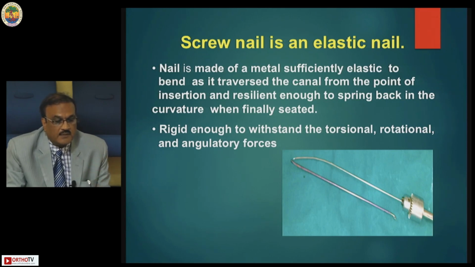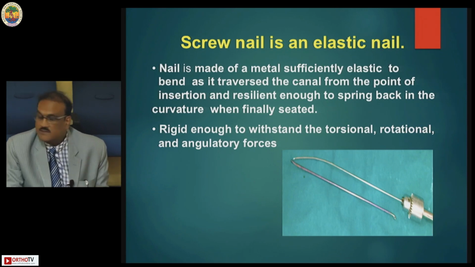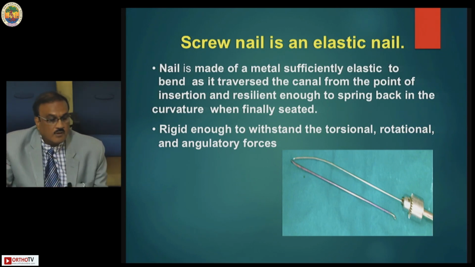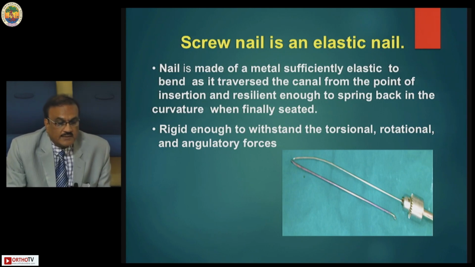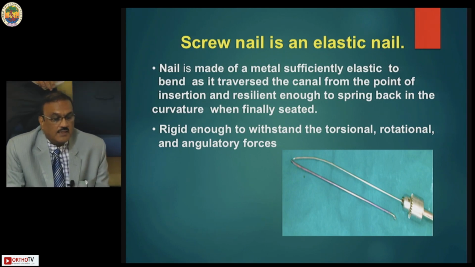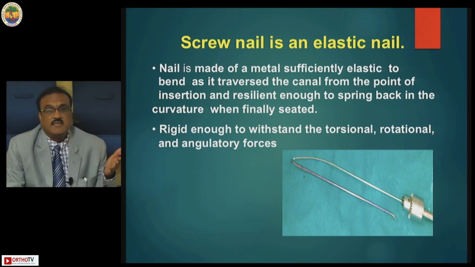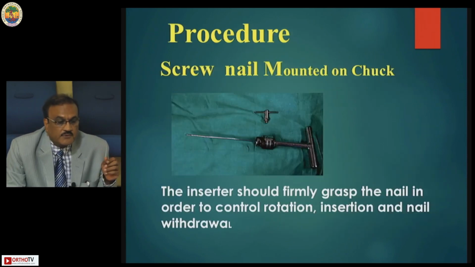The nail is made up of metal sufficiently elastic to bend. It traverses the canal from the point of insertion and is resilient enough to spring back into the curvature when finally seated. Rigid enough to withstand the torsional, rotational and angulatory forces. Suppose you use a very thin nail, probably it will not work, and a very rigid nail of more than 3, there is the problem of stiffness.